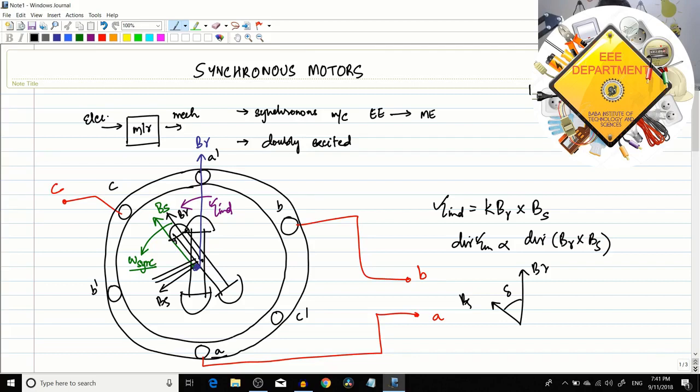For the time being, you can just understand that the torque induced is in the direction of BR cross BS, and the rotor chases the stator field in a circular direction because BS is also rotating in a circular direction.